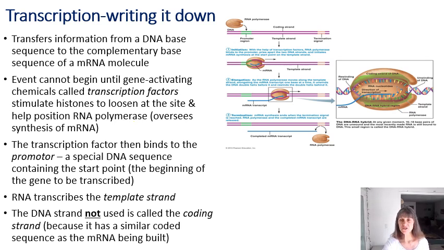The opposite strand that's exposed is referred to as the coding strand because the code on the coding strand is similar, not exact, but similar to the sequence of nucleotides as the pre-messenger RNA molecule being built below. Remember, it can't be exact because RNA has uracil, whereas DNA has thymine instead of uracil.